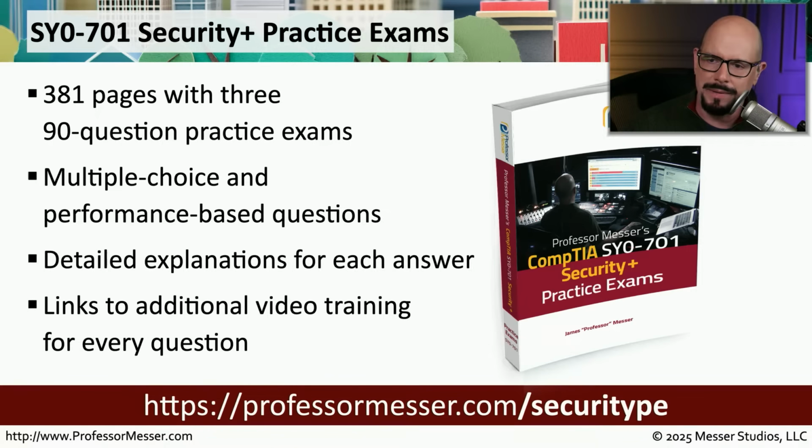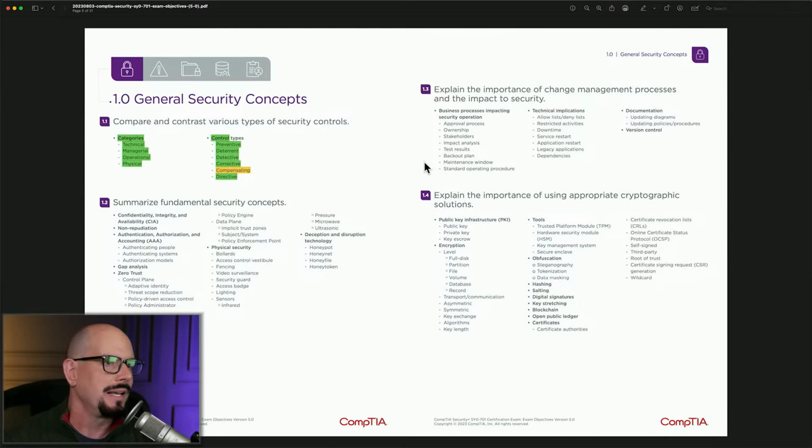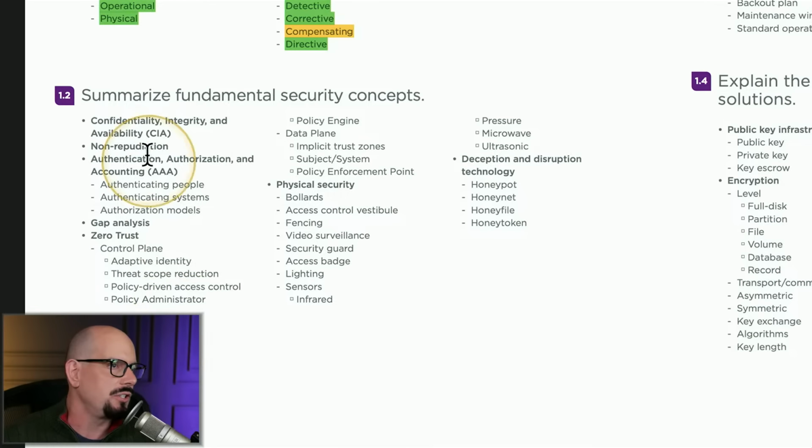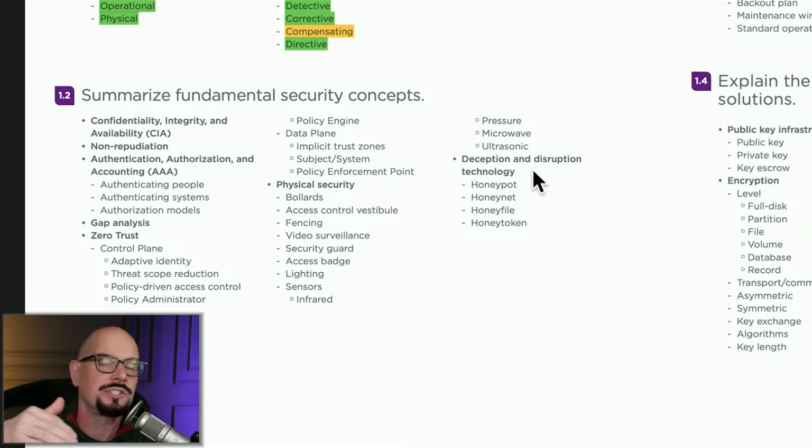One of the things I mentioned earlier was that all of the topics that were in that question, really all of the questions that we did today, all came from topics that you will find on the official exam objectives. This is a very, very useful document because it provides you with everything you need to know to pass this exam. Here's a copy of the objectives I have on my screen just to give you a feel for this. Here's section 1.2, summarize fundamental security concepts. Confidentiality, integrity, and availability is CIA. Non-repudiation, what's that? Authentication, authorization, and accounting, or AAA. We need to know that. And specifically, we need to understand authenticating people, authenticating systems, and authorization models. We have gap analysis, zero trust, physical security, deception and disruption technologies, and of course, there are bullets and sub-bullets on each one of those as well.